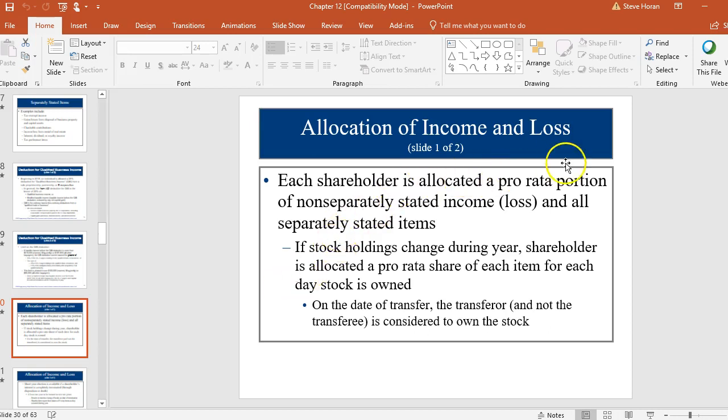So then allocation of income and losses, very similar to what we did for LLCs and partnerships. Everybody gets their prorated share of non-separately stated income or loss, and then all their separately stated items. If the stock holdings change during the year, the shareholder is allocated a prorated share of each item for each day the stock is owned. So if their percent of ownership went up or down during the year, we have to factor that in day by day.